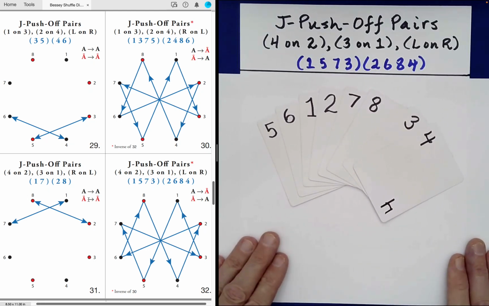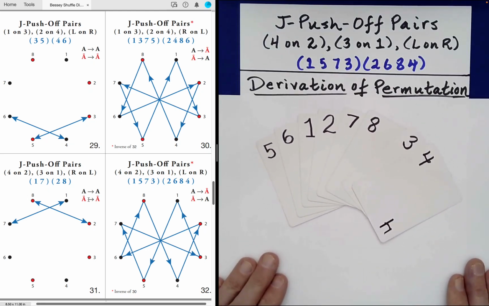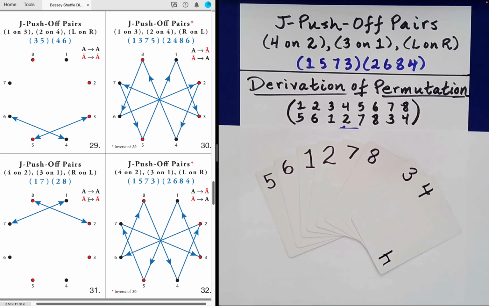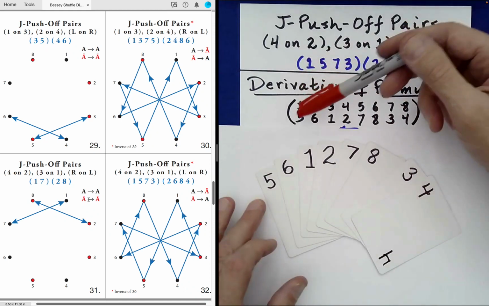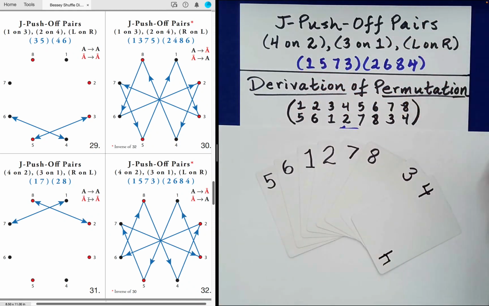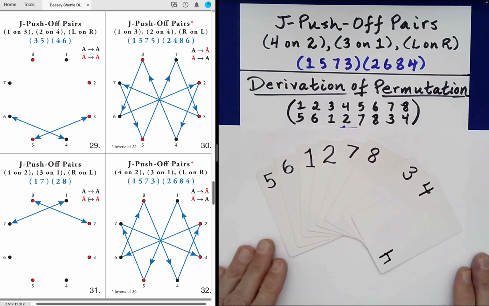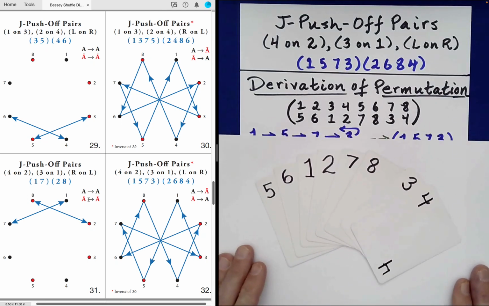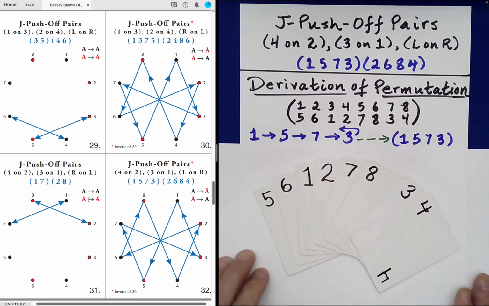So writing this in Cauchy's 2-line notation, we obtain the following. The top row, as always, is just 1 through 8. The bottom row will be the new ordering, 5, 6, 1, 2, 7, 8, 3, 4. And we can convert 2-line notation to cycle notation, in other words, 1-line notation, as follows.